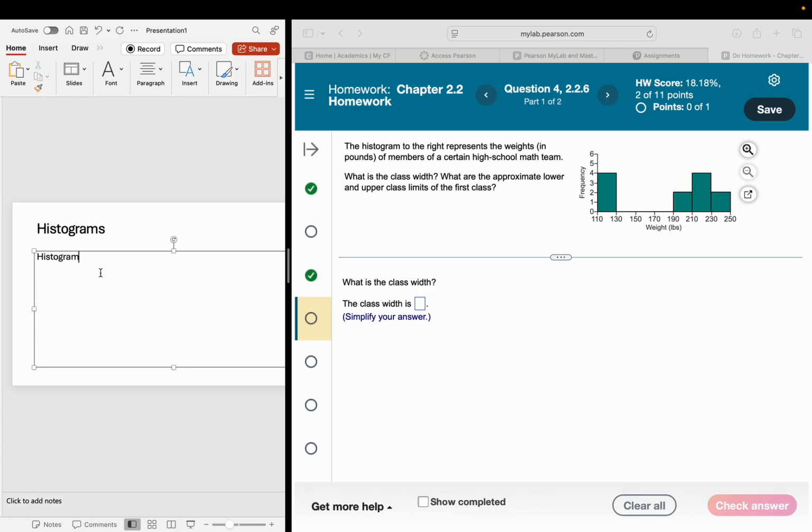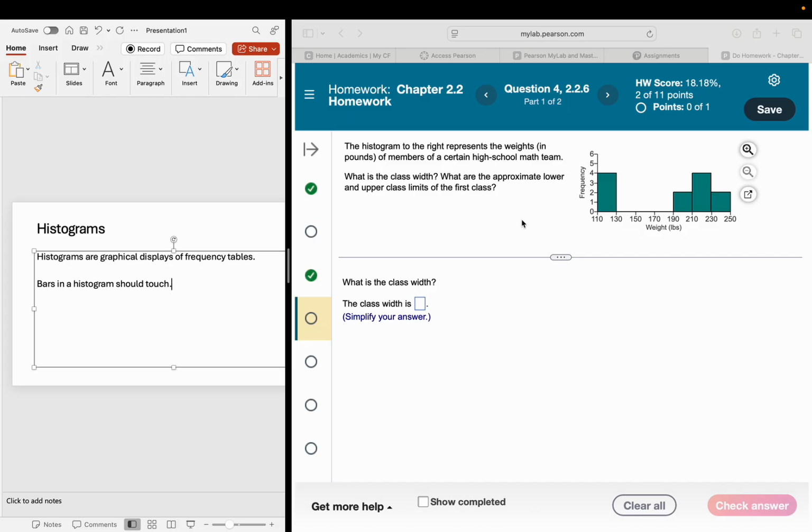Histograms are graphical displays of frequency tables. One thing we can say is bars in a histogram, whoops, I can't spell that today. Bars in a histogram should touch, right? We could see that here.